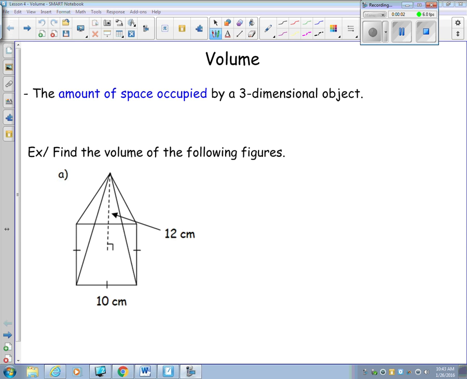Today we'll be looking at the volume of 3D shapes. Volume basically is the amount of space occupied by that 3D shape, or think of it as you have to fill that entire object up with water. How much water would it take?